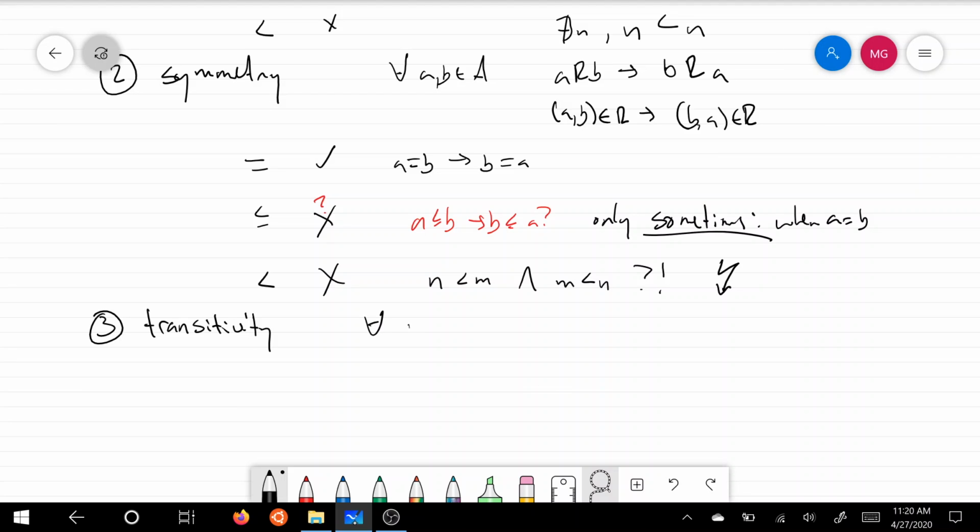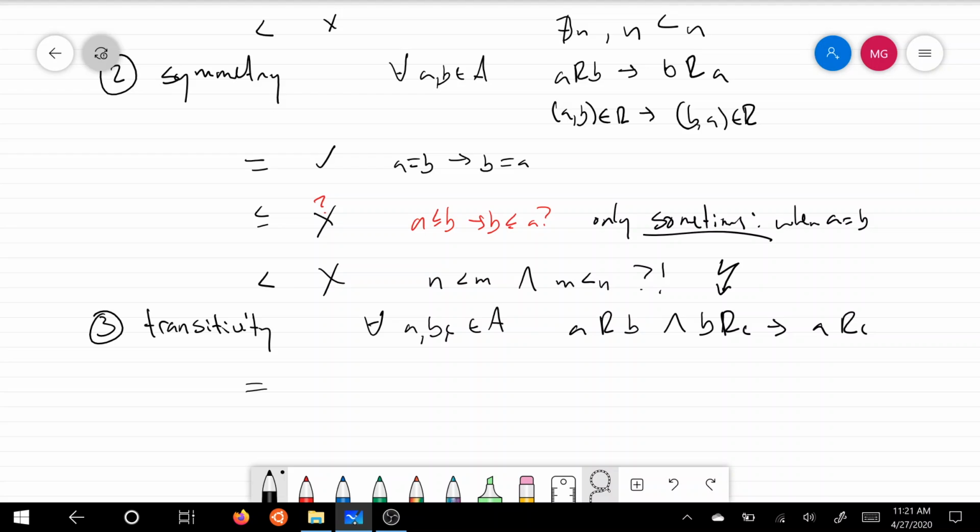For all A, B, C in A: if A is related to B and B is related to C, then A is related to C. Okay. Which of these relations have this property?